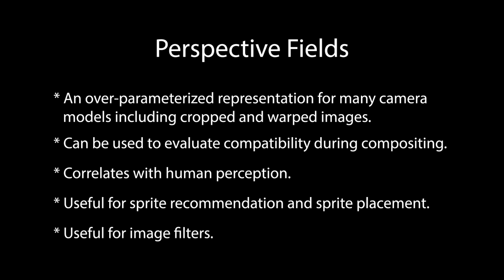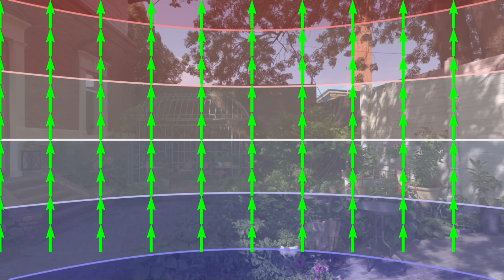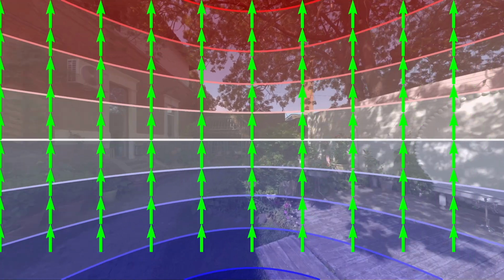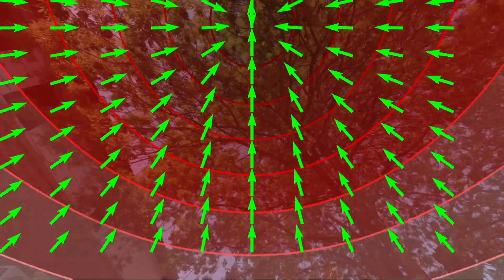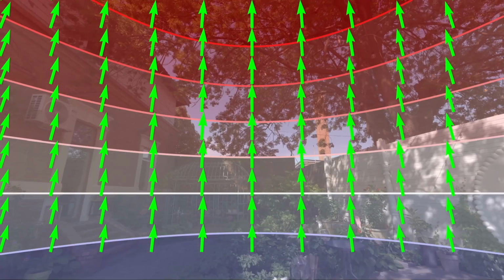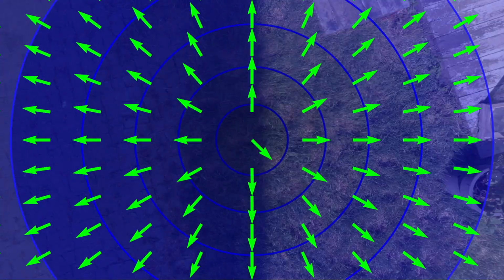Let's take a look at what makes a perspective field unique. Perspective fields consist of two components, a pixel-wise up vector map and a pixel-wise latitude map. These parameters are redundant by design. We could choose to represent the camera using traditional compact representations such as field of view and yaw, pitch, and roll. However, we found that in practice it is easier to predict our over-parameterized representation using a neural network, and these local parameters correlate more closely with human perception.